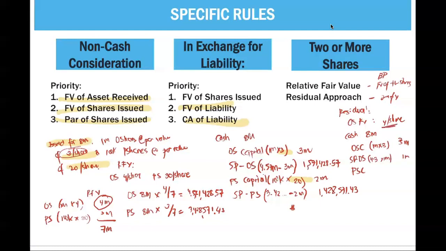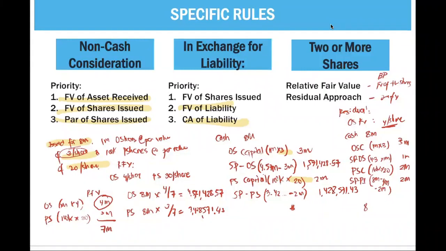Since we will only allocate 4 to your OS, any excess will be given to your preference share. So your excess is 4 million, right? The preference share capital, how many shares? 100,000 shares at 20 per share. That is the par, 2 million. Since we still have an excess, we have here 8 million less the allocation of 4 million to your OS fair value less the par value of 2 million of preference share capital. Then we have your share premium PS of 2 million.